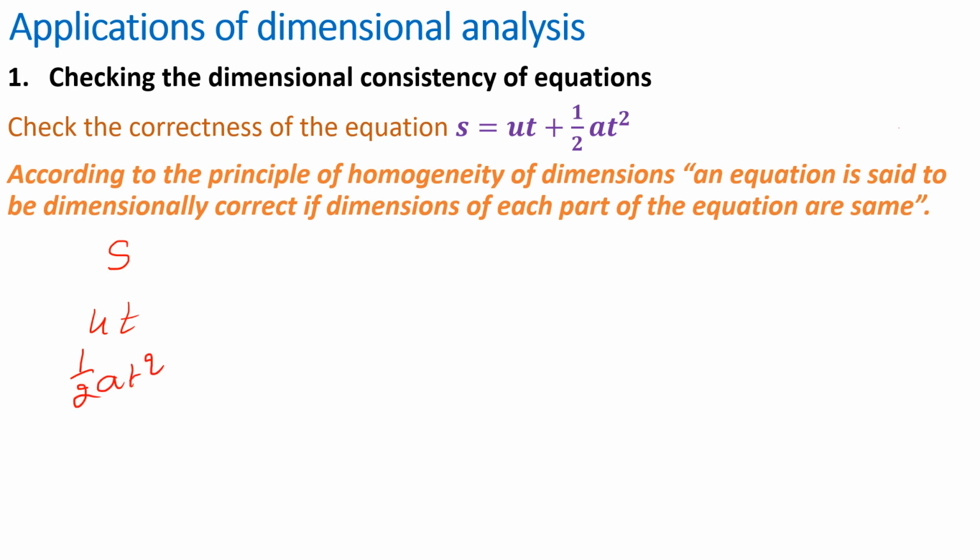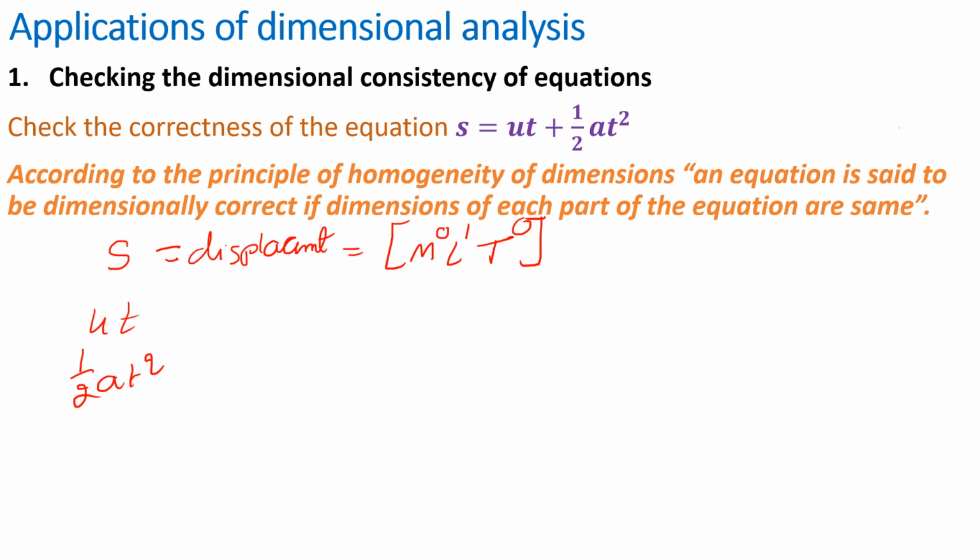Here half is a constant. It is a dimensionless physical quantity. No need to write the dimensions of that. It has no dimension. So we shall write the dimensions of each part. What are the dimensions of s? It is nothing but displacement. Displacement is nothing but, inside the square bracket, M0 L1 T0, that is length to the power 1. That is the dimension of the first part of the equation.